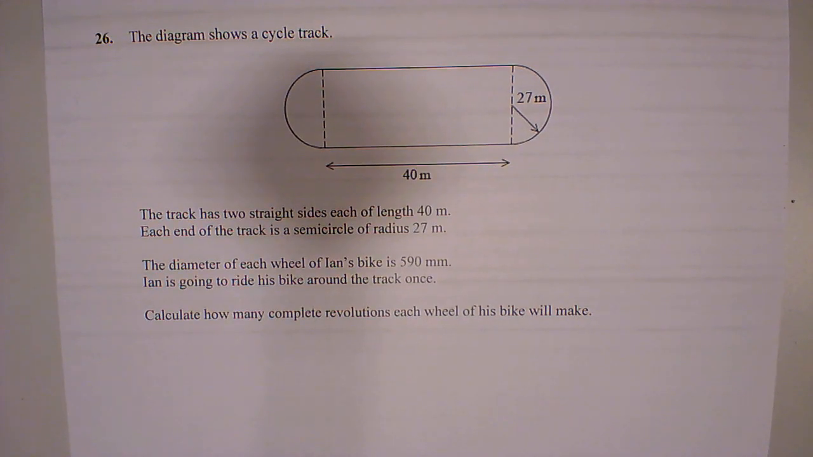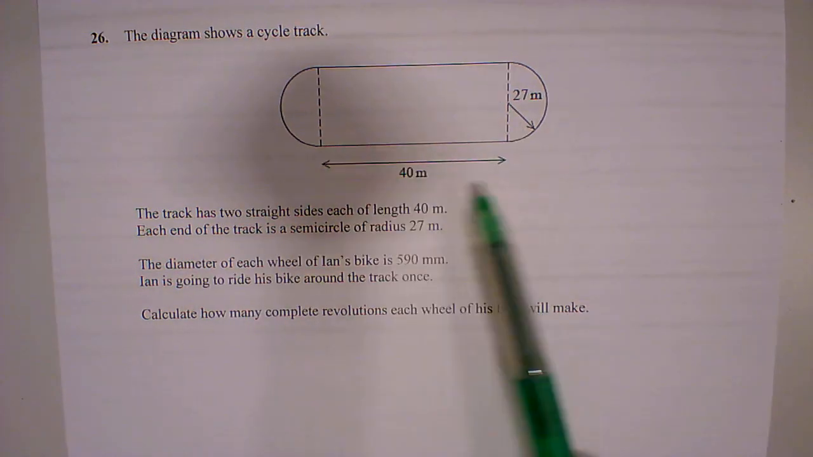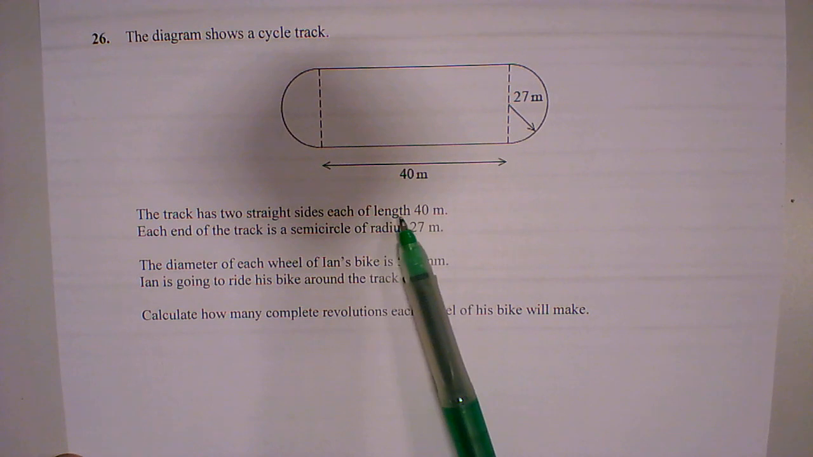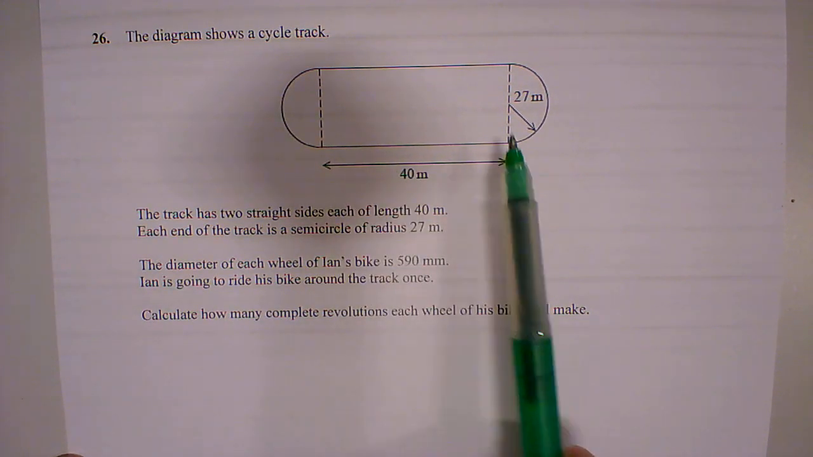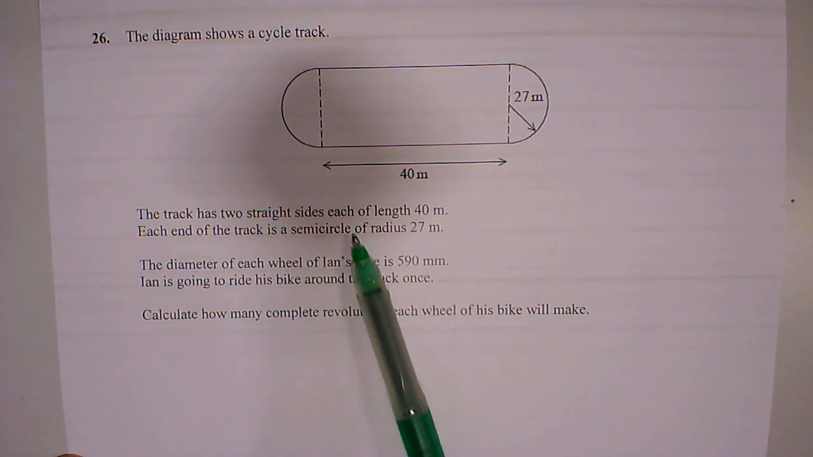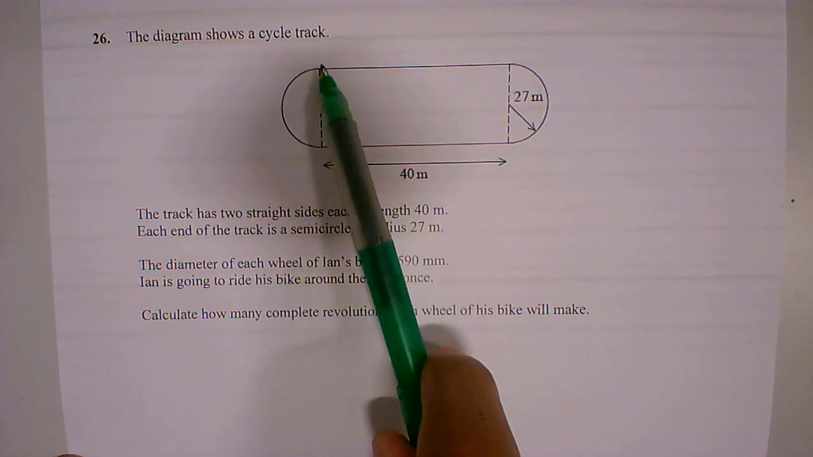Question 26. The diagram shows a cycle track. So we have, this is the track. The track has two straight sides, each of length 40 meters. So we have 40 meters here and 40 meters there. Each end of the track is a semicircle of radius 27 meters. So you've got 27 here and the same on the other side.